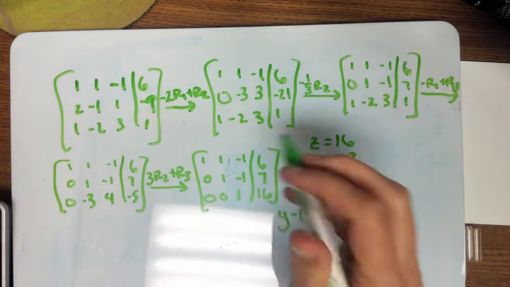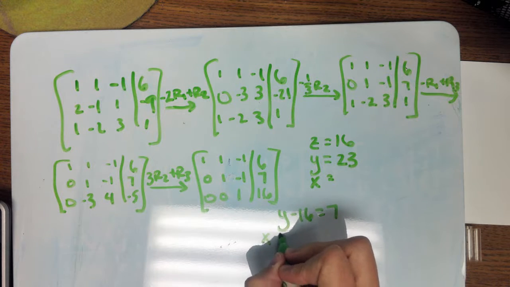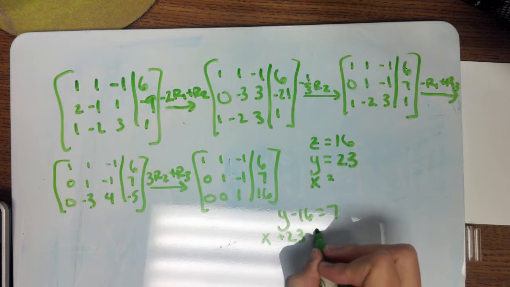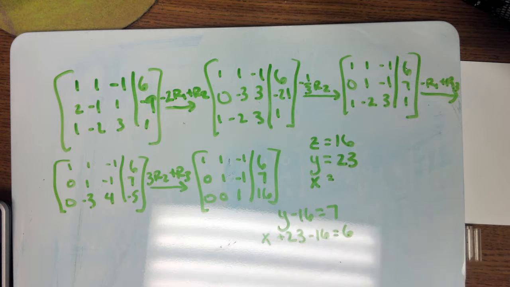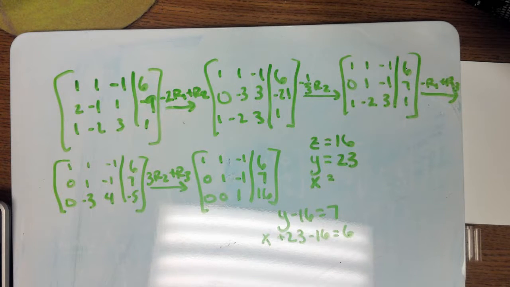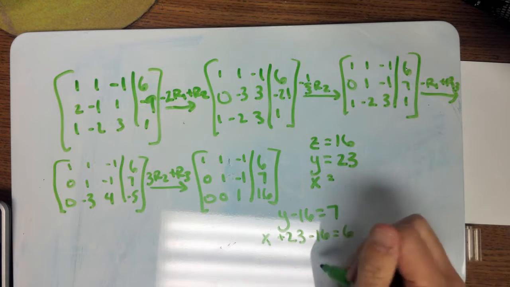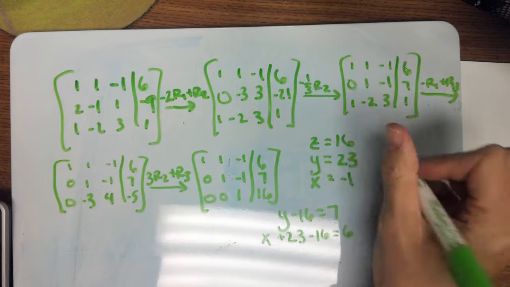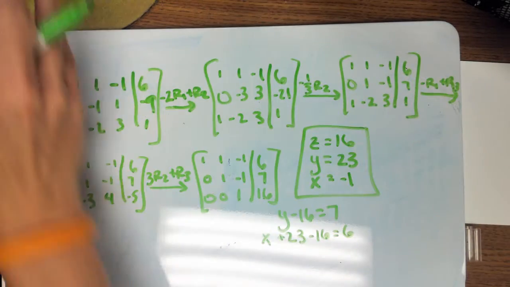Then I go back to the top row. I have x plus 23, which is my y, minus 16 equals 6. So if we go through, we're solving it for, what are we solving for? X. We got to add 16 and subtract 23. That's going to give me -1. And we've got my system solved.